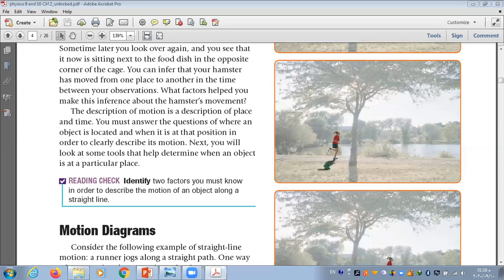Yes, Ahmed. Can you answer this question? We said to identify motion, we need two factors. What are these two factors? An object is moving. How do you know? How can you identify the motion using two factors? We answered the same question.